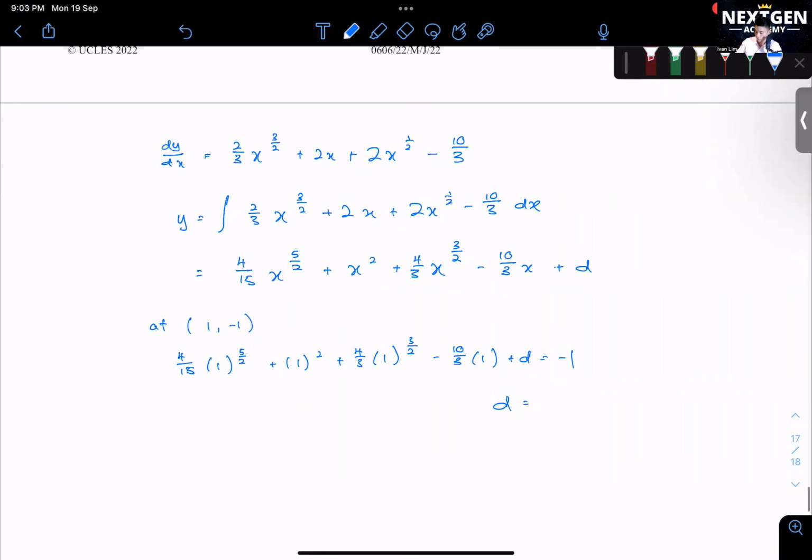D will be -4/15. Make sure you be careful. This one is actually all sub in 1 only. So easy to sub in. Final value. Therefore, y is equals to 4/15 x to the power of 5/2 plus x squared plus 4/3 x to the power of 3/2 minus 10/3 x minus 4/15. All right, congratulations. I think this last question is rather easy. It's just long, but pretty easy.